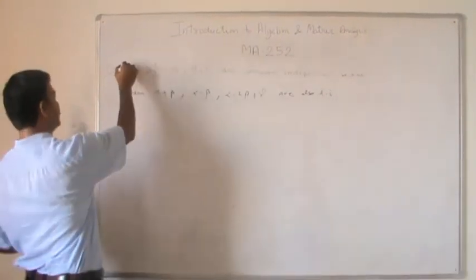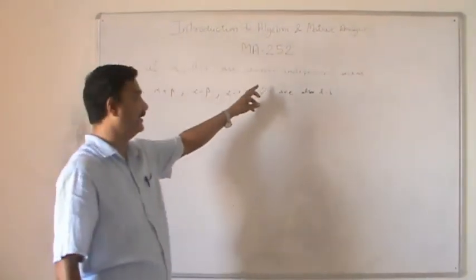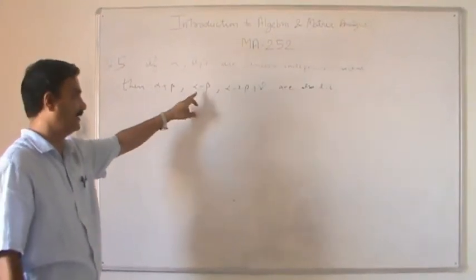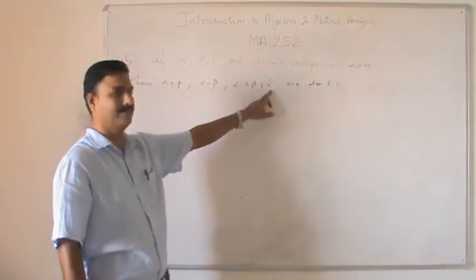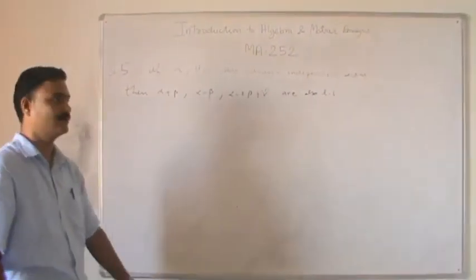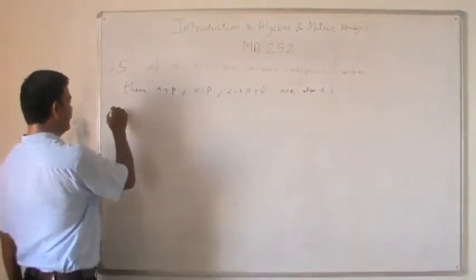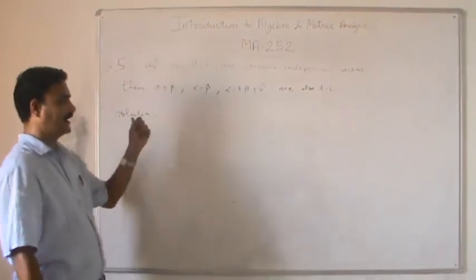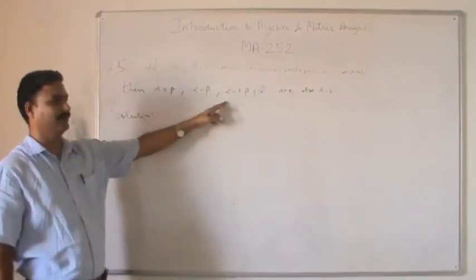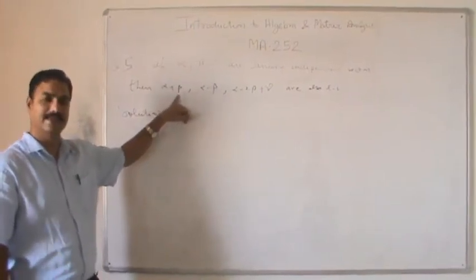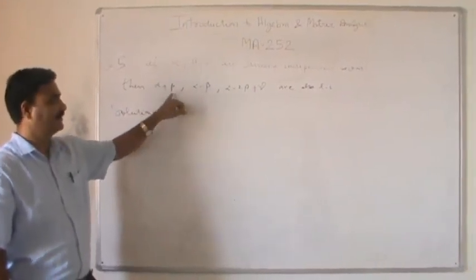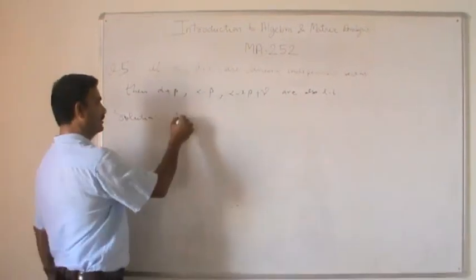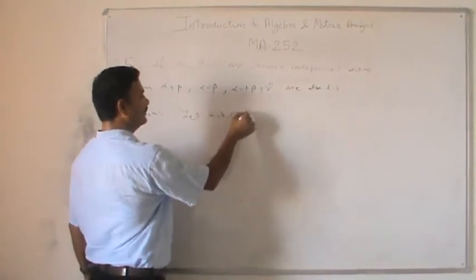Now the next question, question number 5. If alpha, beta, gamma are a linearly independent set of vectors, then we have to prove alpha plus beta, alpha minus beta, and alpha minus twice beta plus gamma are also linearly independent. We proceed in a similar manner as in the previous problem. We start with the assumption on these three vectors, which we have to prove are linearly independent. So we have three vector quantities, so we choose three scalars from this field. So let A, B, C be any three scalars.